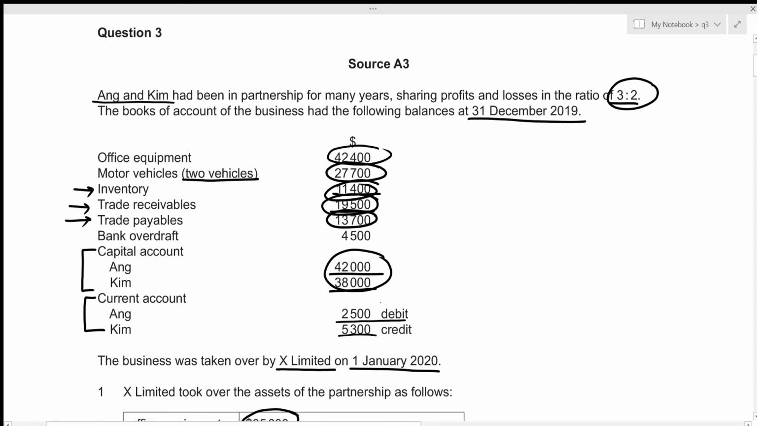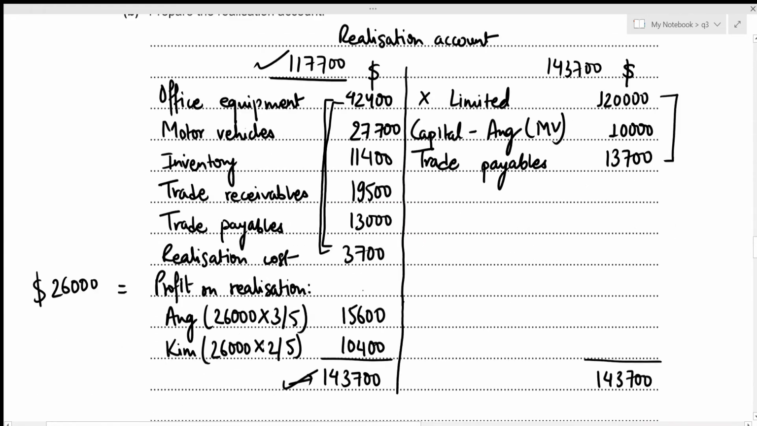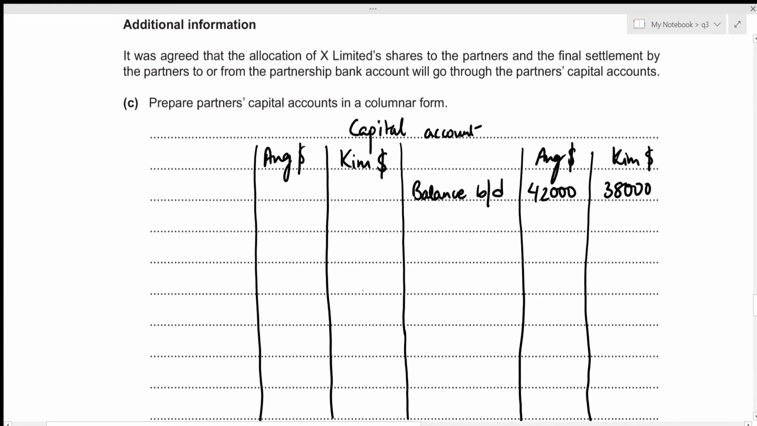So let's record these two values in our capital account. We can record it under the heading of current account. And since for Ang it had the debit balance, we need to record it on the debit side. So that's current account, which had the value of 2,500 for Ang. And the current account for Kim was on the credit side. So that's current account with the value of 5,300.